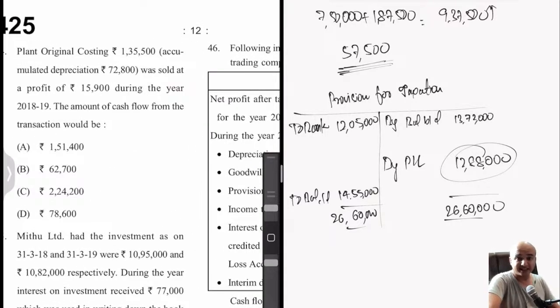Okay, again there is a problem related to cash flow. Let's see. So original cost of a plant is 1,35,500. Accumulated depreciation is also given. Fine.